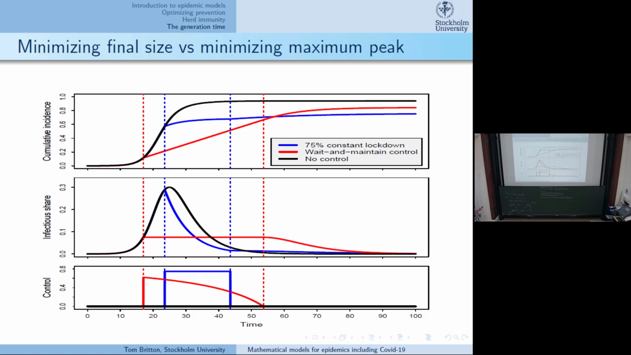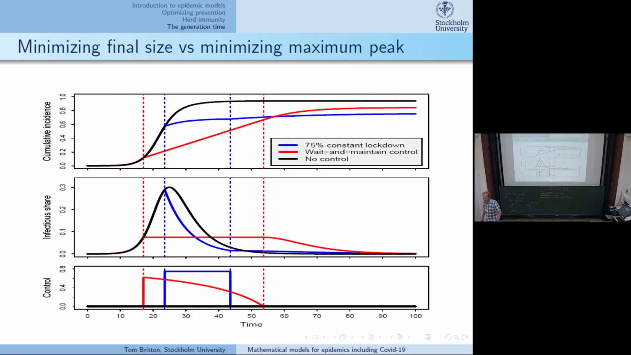My last slide is perhaps the most surprising of all slides. So if I was a consultant, and they said, Tom, quickly find the best solution. When should we have the lockdown? And I would ask, what do you want to minimize? Do we want to minimize the total number infected? I would say, okay, do nothing for the first 23 days. Do nothing for the first 23 days and then put as much lockdown as you can.